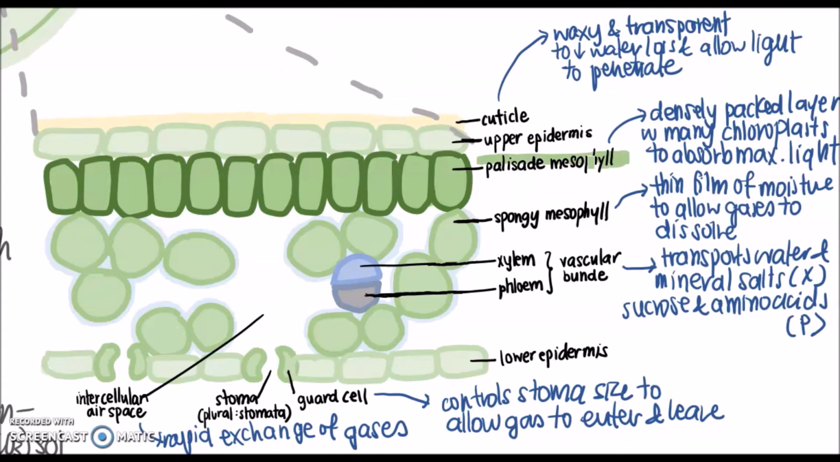Now, the palisade mesophyll will have the highest concentration of chloroplasts. You see I highlight it in dark green, then followed by the spongy mesophyll. And do note the guard cells also have chloroplasts, but the palisade mesophyll will have the highest distribution. The spongy mesophyll and guard cells can still photosynthesize, but not as much as the palisade mesophyll.